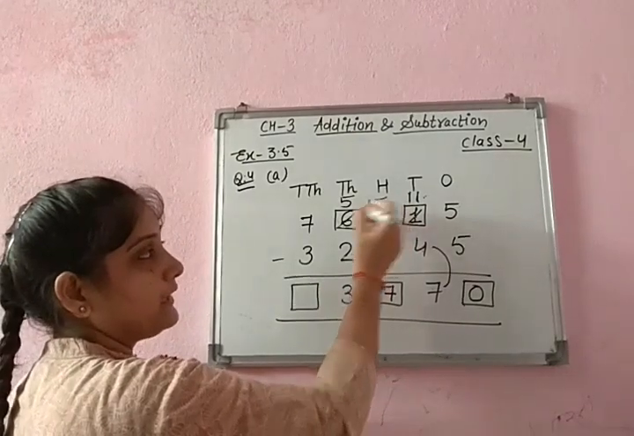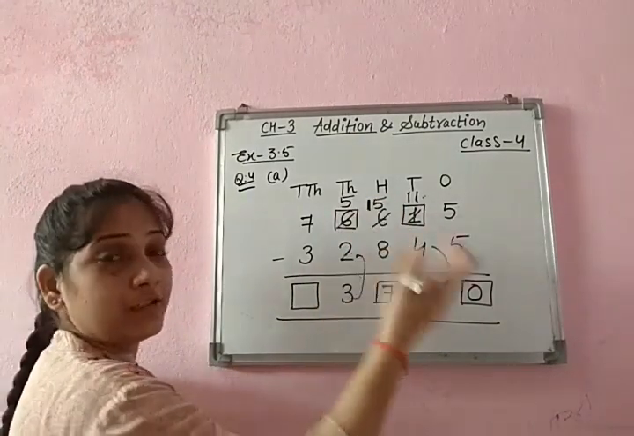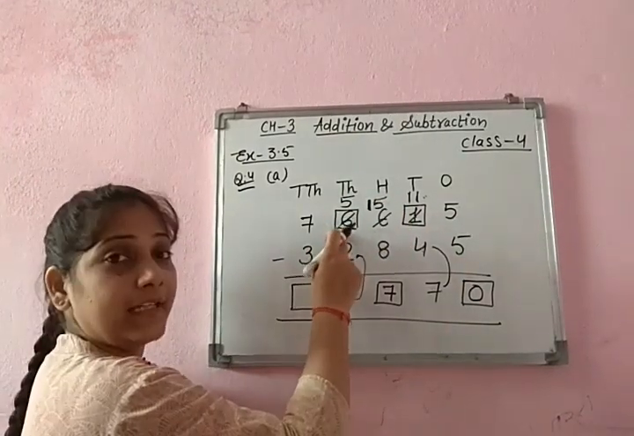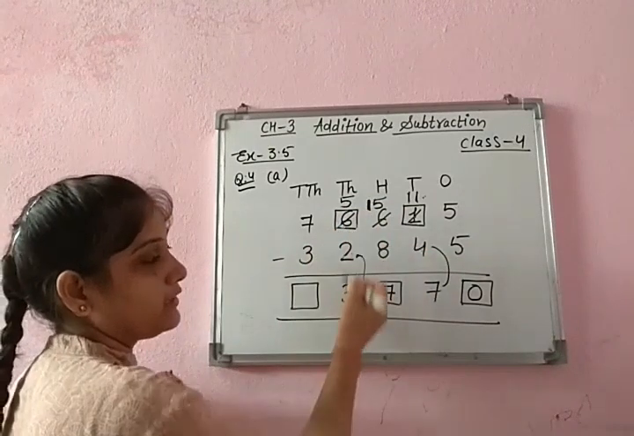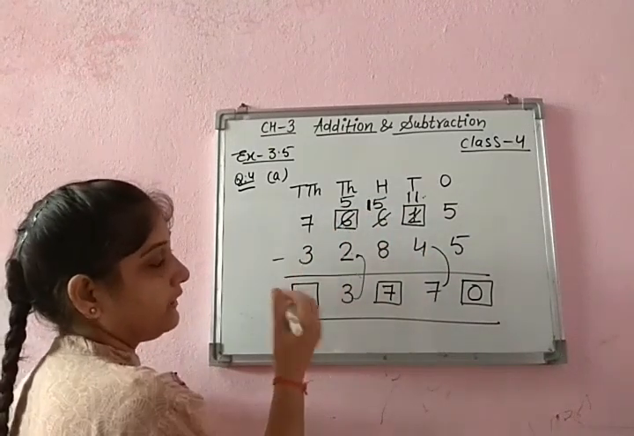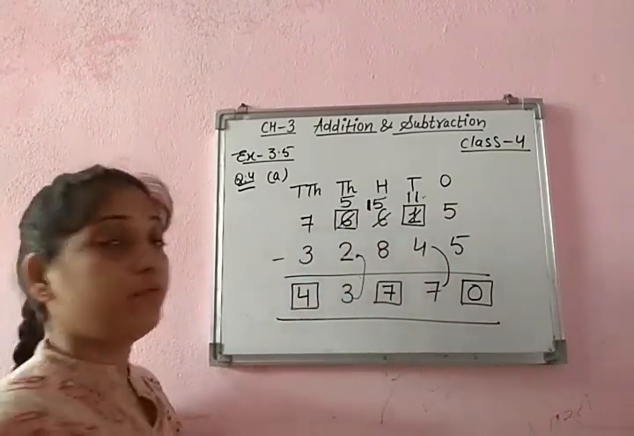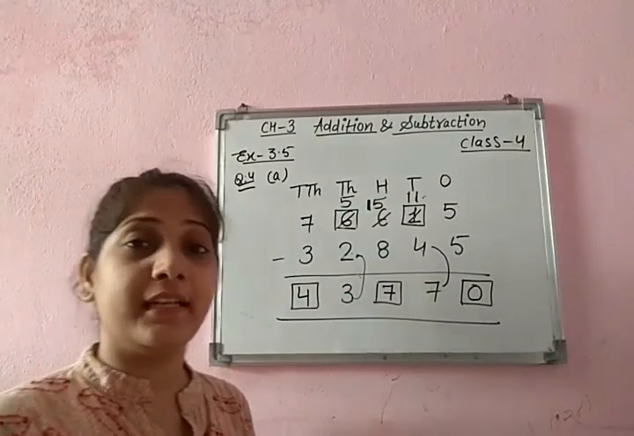It will not satisfy the condition. So you remember it has given a borrow to this one, so 1 should be added. That's why it is 6. Now 5 minus 2 is 3. Now reaching here, 7 minus 3 will give us 4. So I hope it's clear.